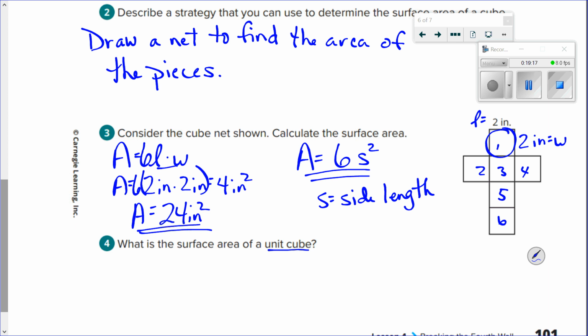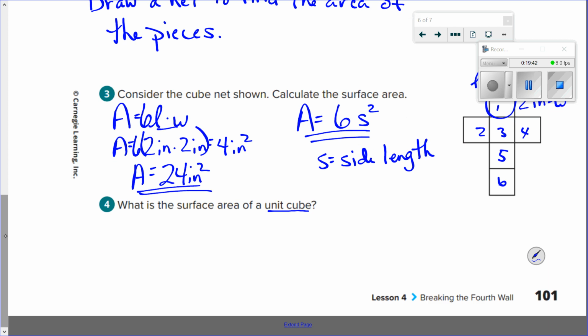That's what we packed inside of them. But what's specific about a unit cube? It's 1 unit. That means that my s for the unit is 1. 1 squared equals 1. 1 times 1 is 1, and 1 times 6 is 6.